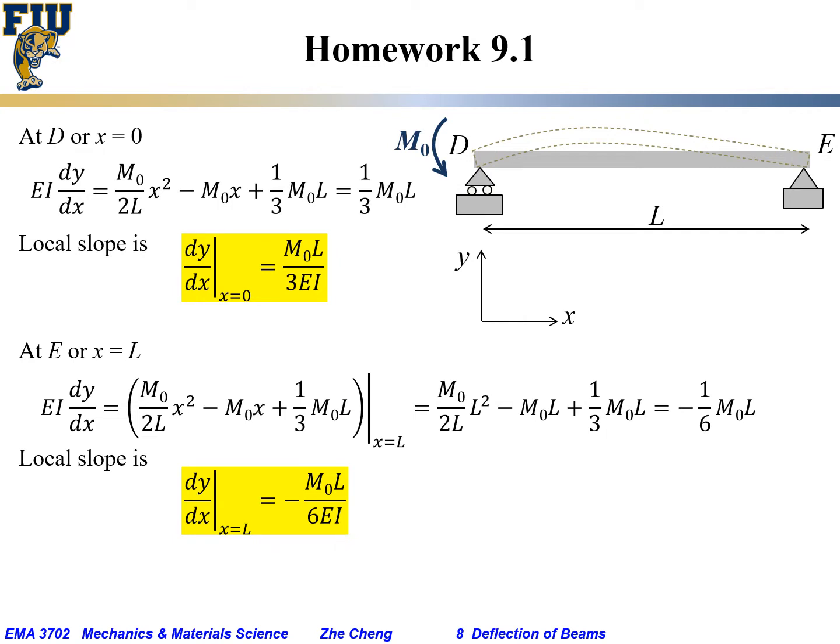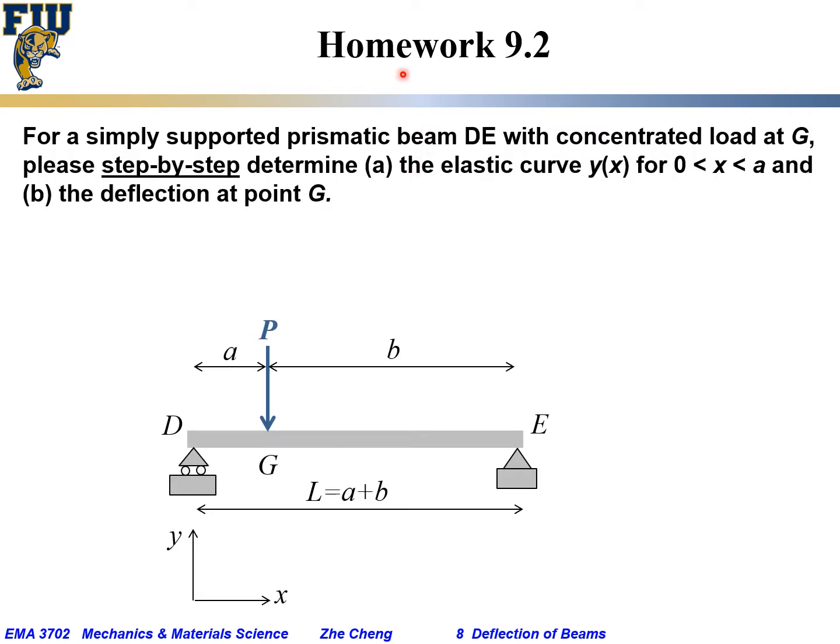Homework 9.2. For a simply supported prismatic beam, on a hinge at E, on a roller at D, with one concentrated vertical load at G. So we know the distance from D to G on the left is A, and from G to E on the right is B. The total length of the beam would be A plus B equals L.